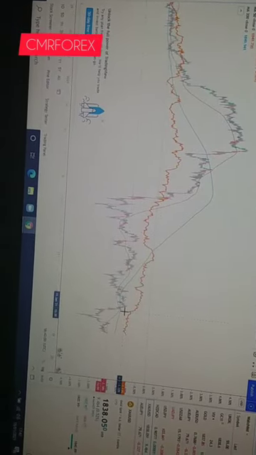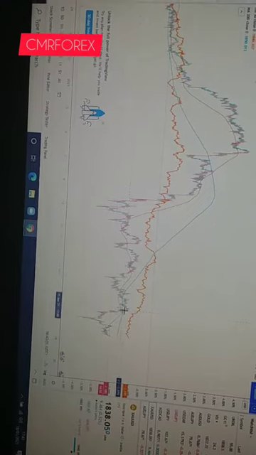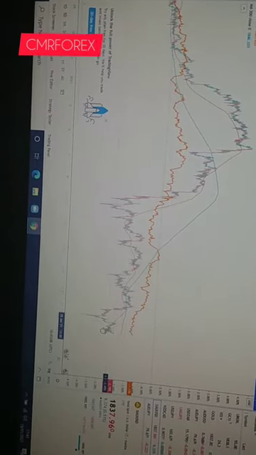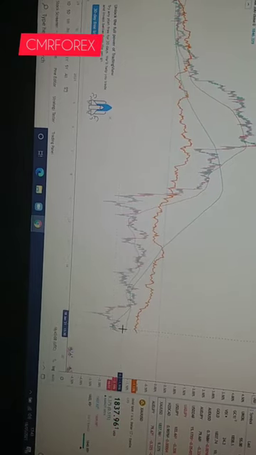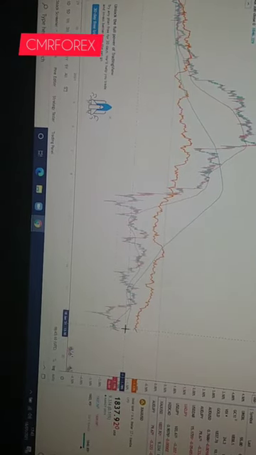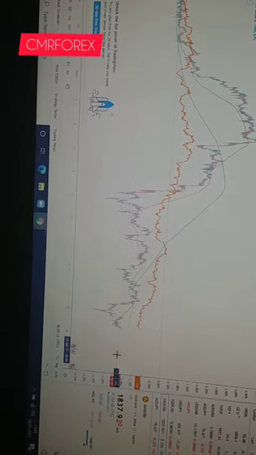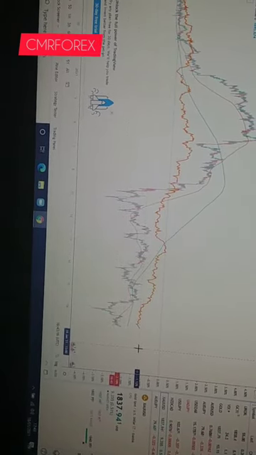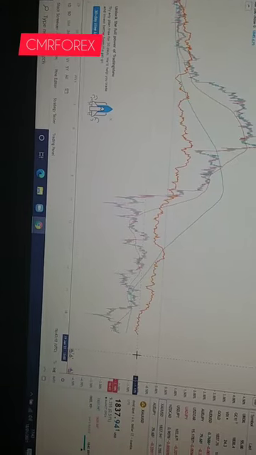As it is moving down like this, if it moves and it doesn't cross like here, it means that the trend is still moving down. And finally, this is the moving average 200. Once it moves and cuts across and this one goes above it, know that a buy will be coming soon.